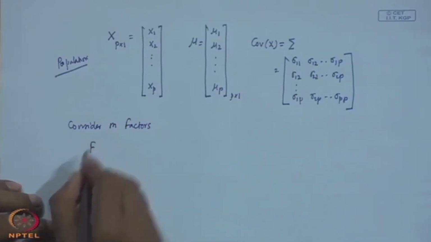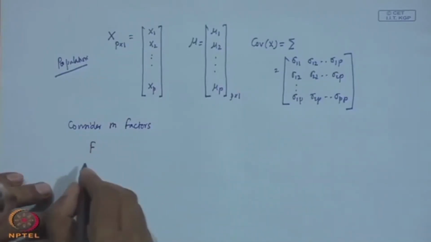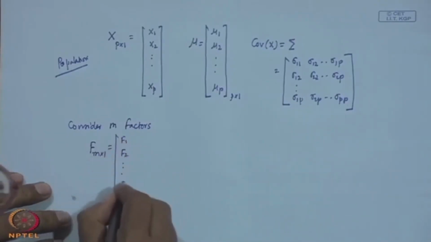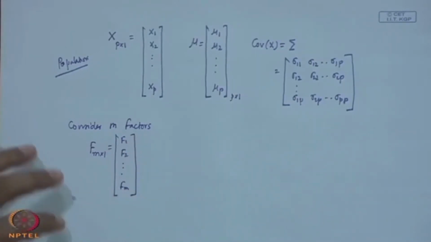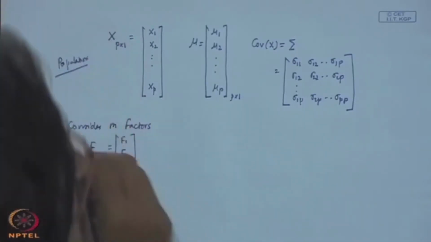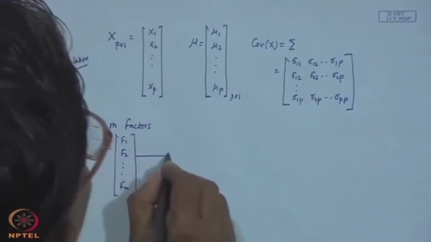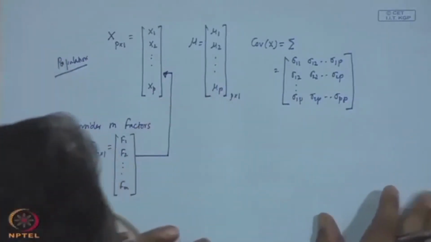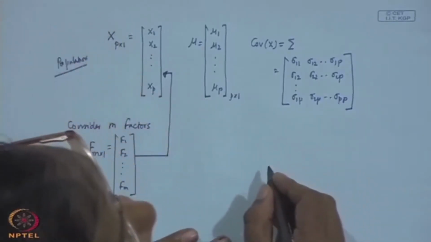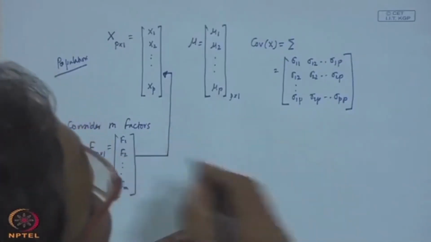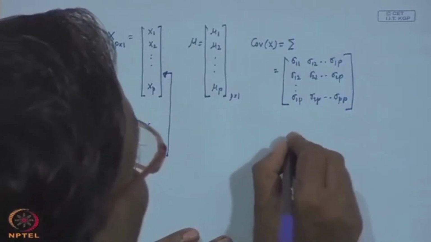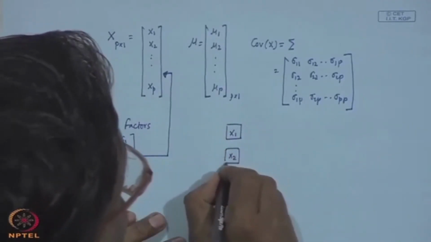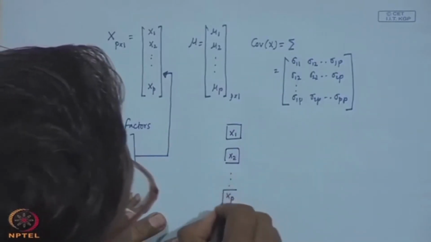Then my F is the vector of factors, which is m cross 1, F 1, F 2, like F m. And you were saying that whatever you observe in x is because of the causal factor F, F is causing this. Then we can write linear regression like equations also, but first I will represent this pictorially. I have x 1, my first observed variable, my second observed variable is x 2, and like this my last observed variable is x p.